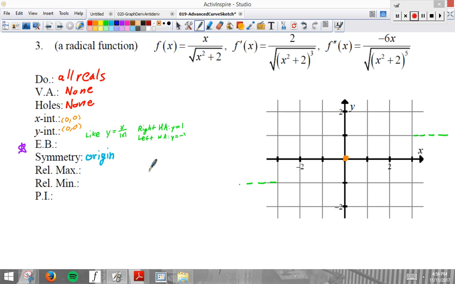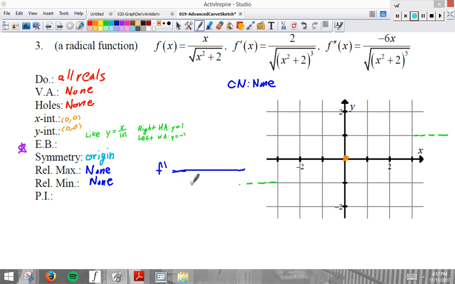All right. Critical numbers. I'm going to write them right here. Is there any way to make the top of this function equal 0? Nope. Is there any way to make the bottom of this fraction 0? Nope. There's no critical numbers. That automatically means there's not going to be any relative maxes or mins. It also means my f prime number line will not have any tick marks.